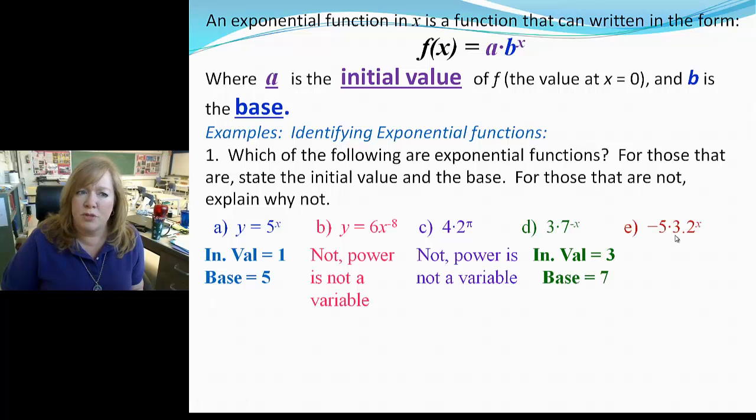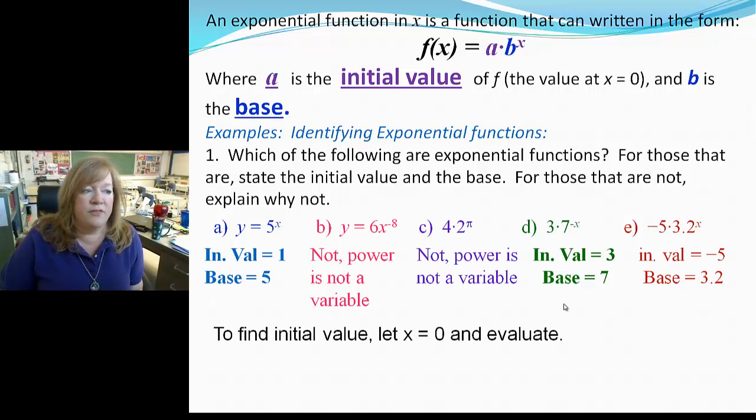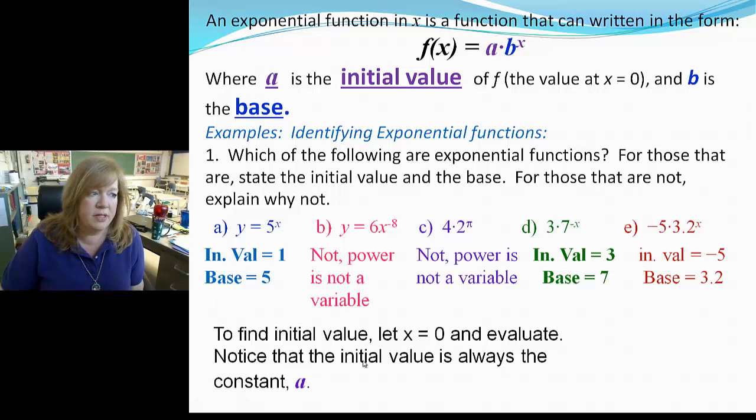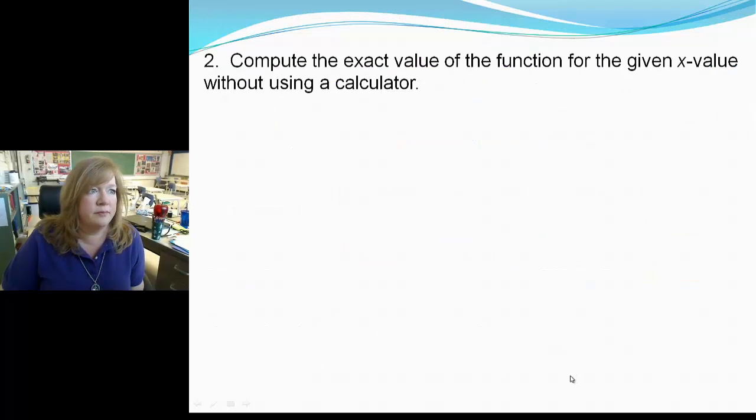Negative 5 times 3.2 to the x. It is exponential because you have a variable for your power. Initial value would be negative 5. So there it is. Base is going to be 3.2. That's what's being raised to the power. To find the initial value, let x equal 0 and evaluate. That's what we just did with each of these. Notice that the initial value is always the constant, a. That's always the number out in front.